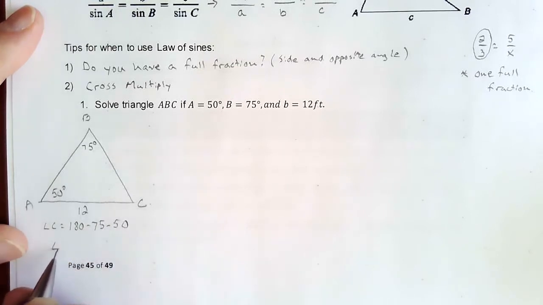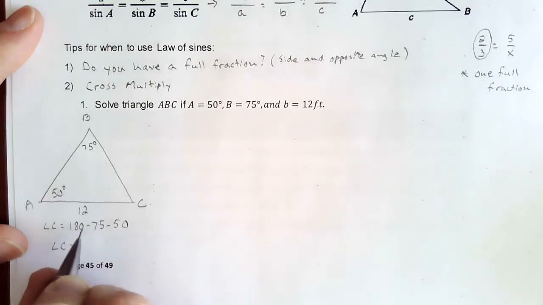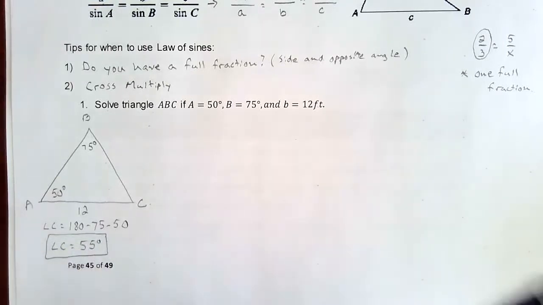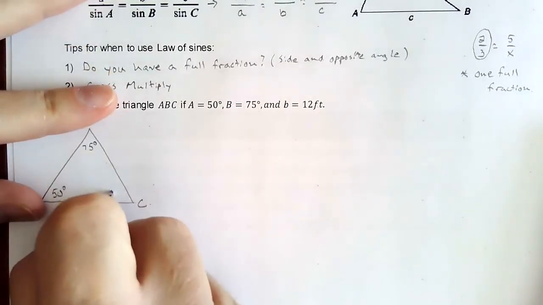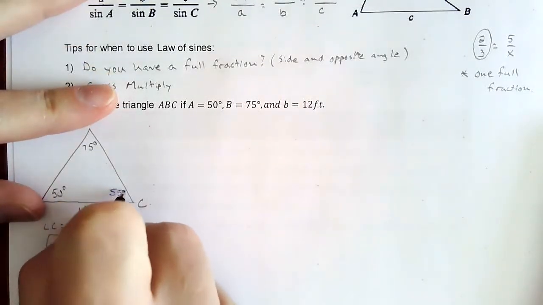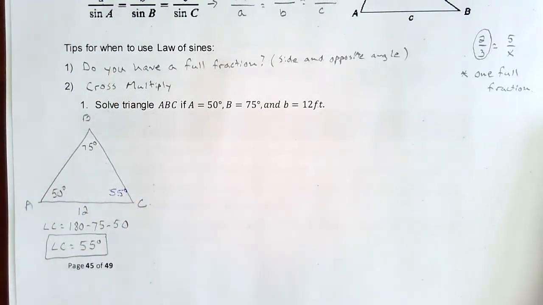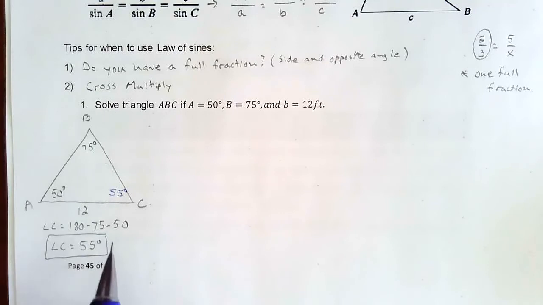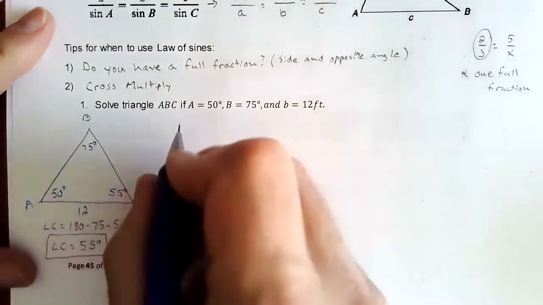So if we throw that into a calculator, we'll take 180 minus 75 minus 50, and that turns out to be 55 degrees. Okay, so that's one piece of information. So let me label that, in a different color. 55 degrees. Okay, so the blue represents the pieces that we found, and then the pencil represents the initial given information. So from here, I'm going to start by setting up our fraction.